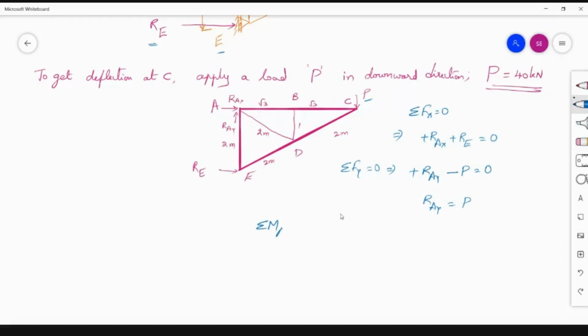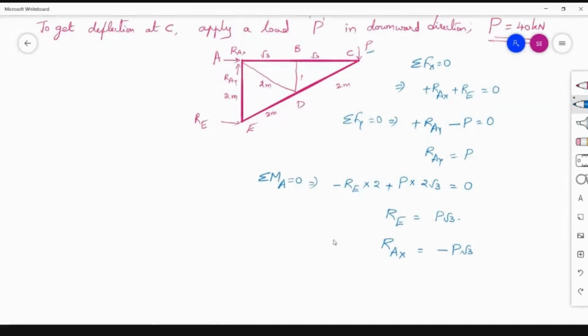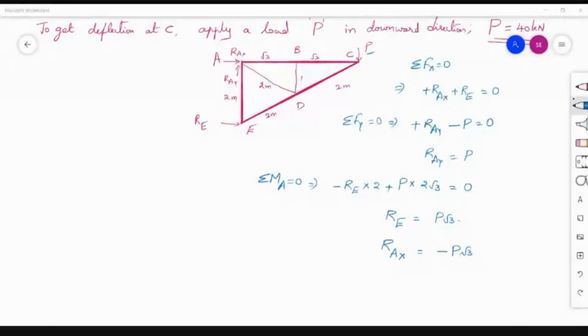Taking moment about A equal to 0: minus RE into 2 plus P into 2 root 3 equal to 0. So the value of RE is P into root 3, whereas the value of RAX is minus P into root 3. This is the one where the correction is to be done. All of you please make the corrections.